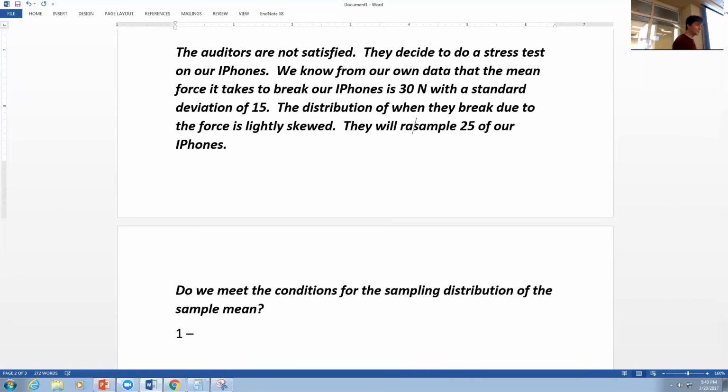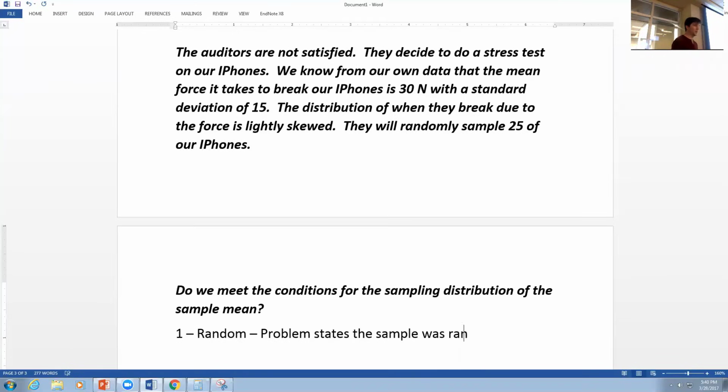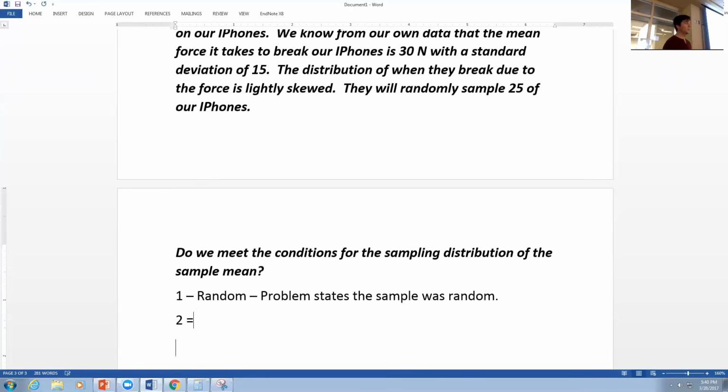So they'll randomly sample 25 of our iPhones. So now we do meet it. The problem states the sample was random. That's one of the easiest ones. But once again, please do not lose points on it. On one test, we did have people lose points because they didn't see that we never said it was random. So make sure you see that it is random in there. I will fight tooth and nail if we don't say random.